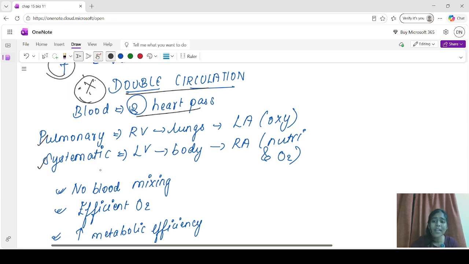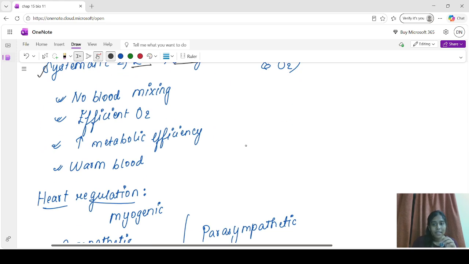And why is it called double circulation? Because in one complete round, from the heart, it travels to the lungs and back to the heart. And in another circulation, from the heart to the body and back to the heart. So blood enters the heart two times in one single cycle. Let us see about pulmonary circulation now.